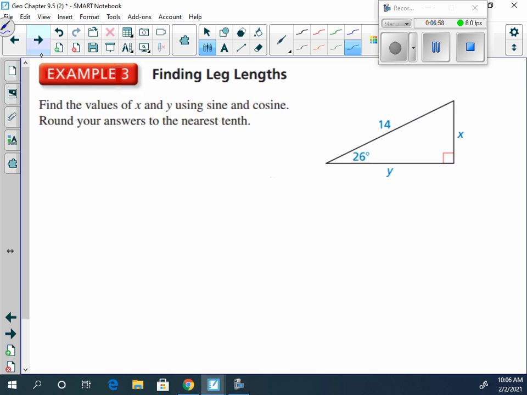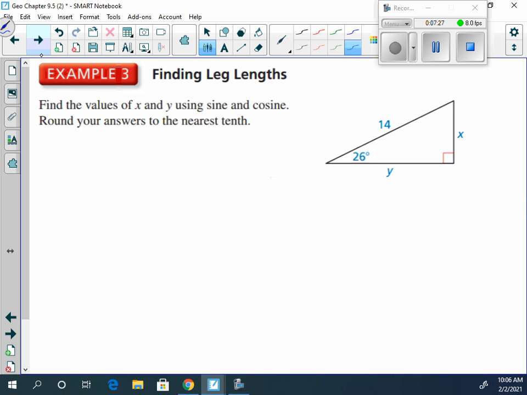And we're going to look at triangles like this here. Now, they gave us one of the angles as 26 degrees. If we wanted to, we could find the other angle, because any 3 angles in a triangle add up to 180. But it's not asking us to find the angle. It's asking us to find the values of x and y, the side lengths, to the nearest tenth. So 1 decimal place.